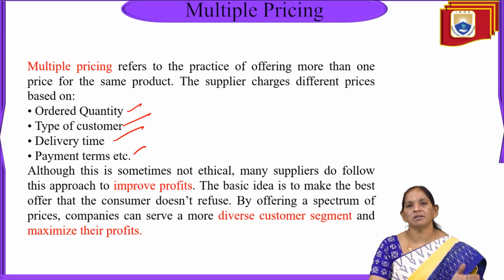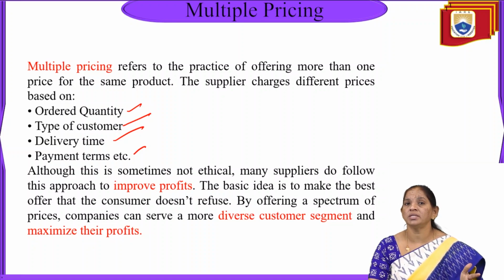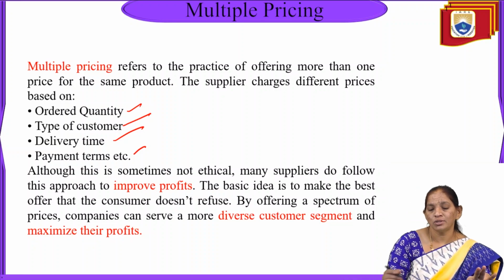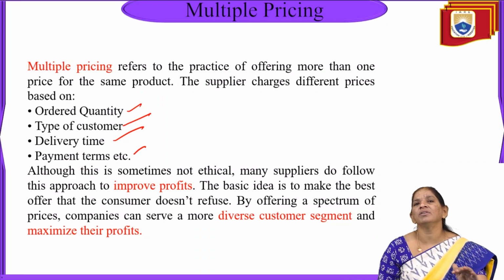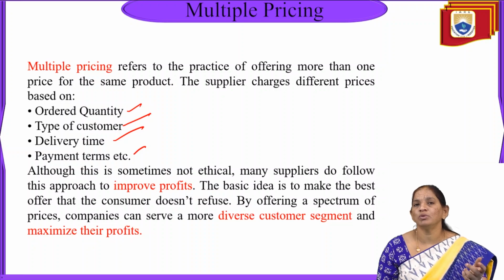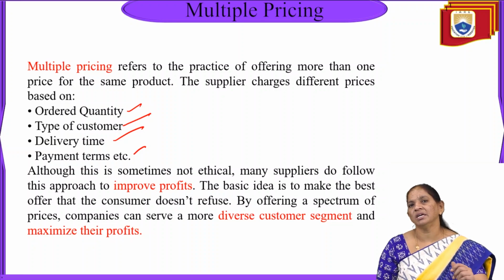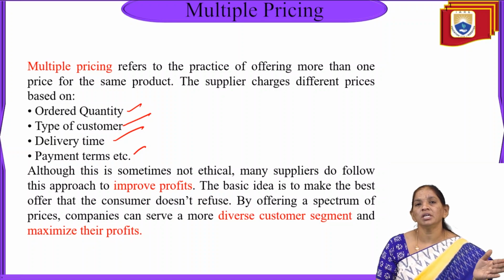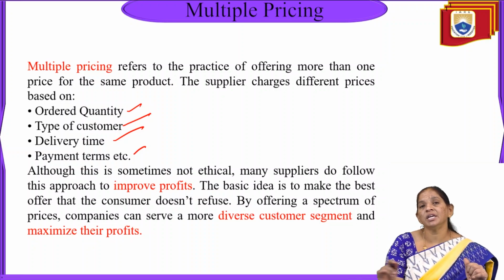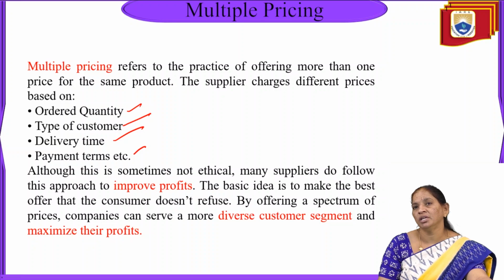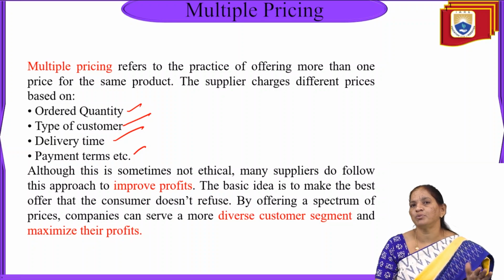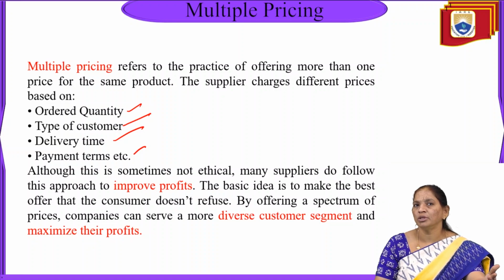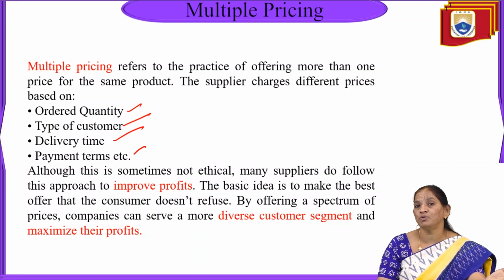If the customer is a retailer, I'll charge one price. If a wholesaler, I'll charge another price. Next is delivery timing, as we see with online food delivery apps. At any daytime, the delivery cost will be less. But when we order at midnight or early in the morning or at other special times, not a regular time, automatically the price increases. So delivery time is also an important factor for multiple pricing. We can see the same with cabs. When we book at a regular time, the price will differ from when we book at night or early in the morning.